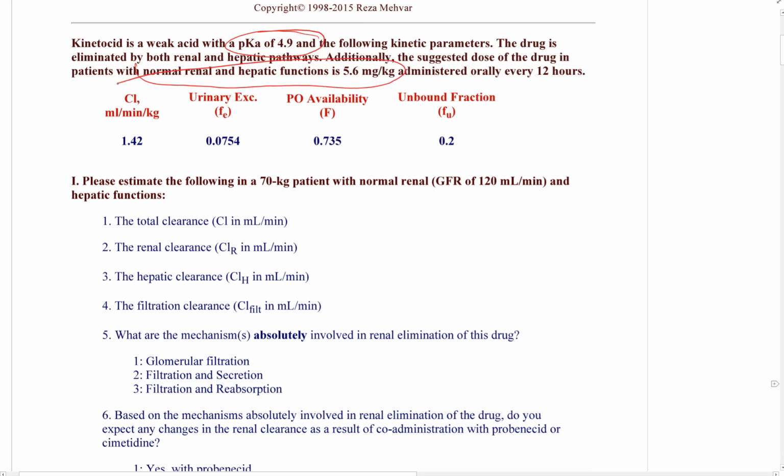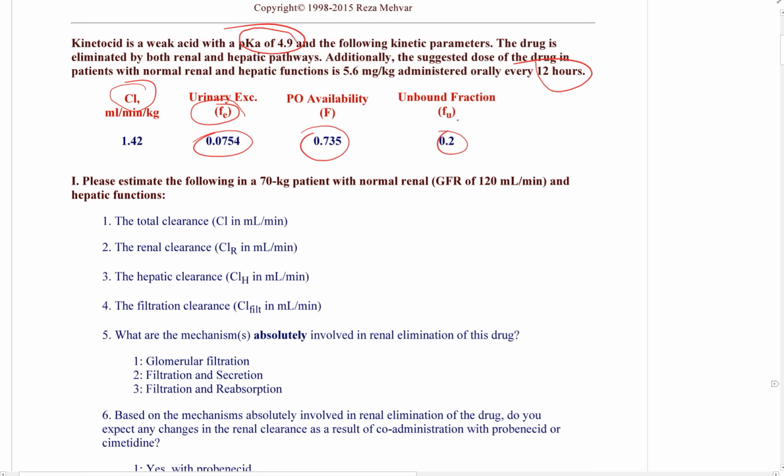So first we have to read the important information. The pKa is 4.5, the dose is 5.6 per kilo, administered every 12 hours. And then we have some information. We have clearance, and this clearance means total clearance, not just renal or hepatic clearance. This is renal plus hepatic clearance. Urinary excretion, Fe, the fraction excreted, is 0.075. Oral bioavailability is given, and the unbound fraction Fu is 0.2.